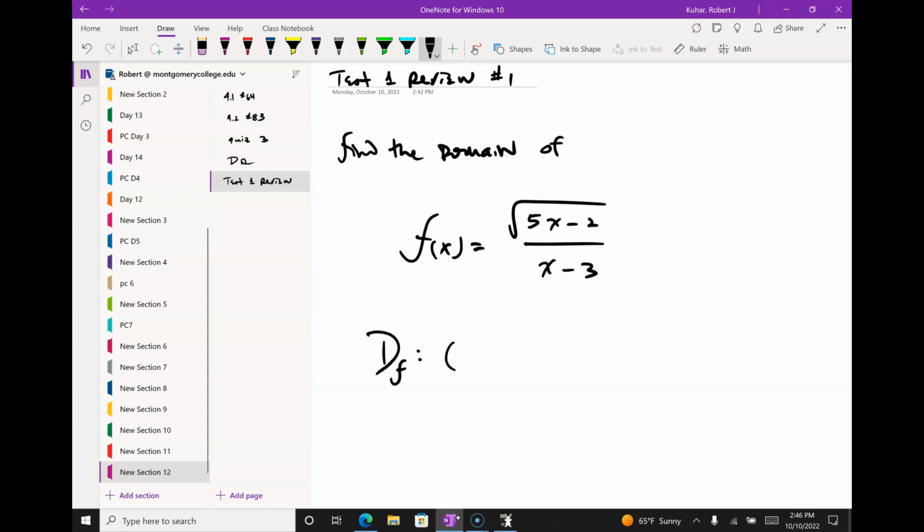What's my low number? 2/5. Good. Can I get there or not? Yes. So 2/5 all the way up to 3, right? And then union 3 to infinity. So we'll talk about how to get it, okay?